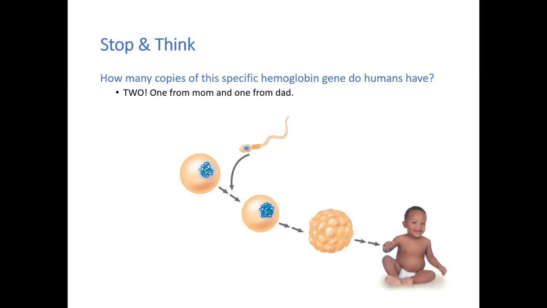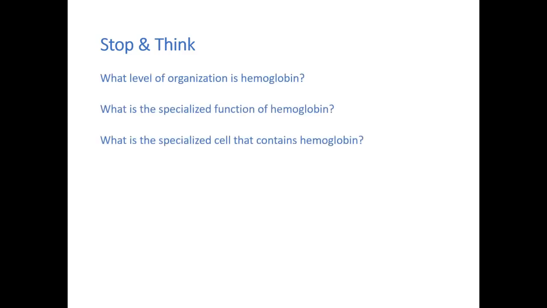That means you have two chances to get it right. Inheriting one mutated copy is not as severe as inheriting two. Pause the video and take a moment to consider these questions.